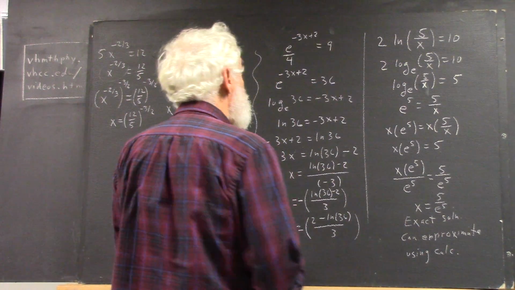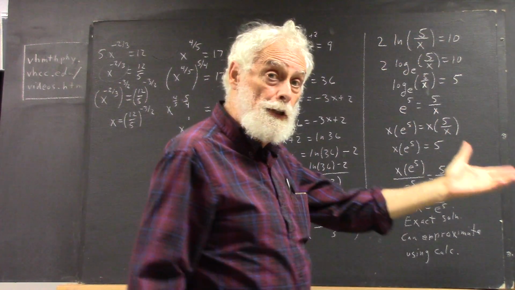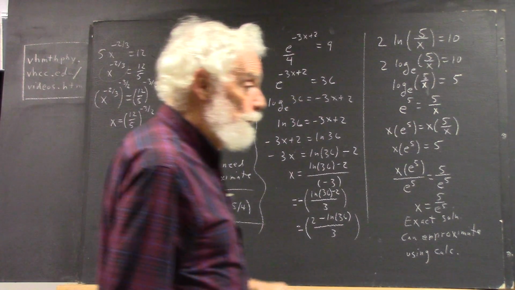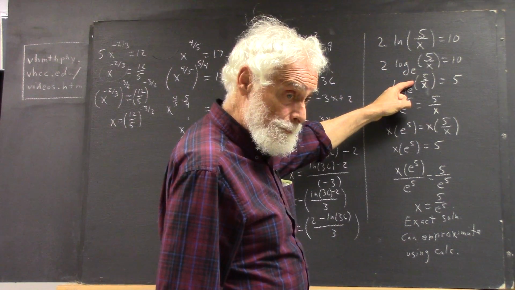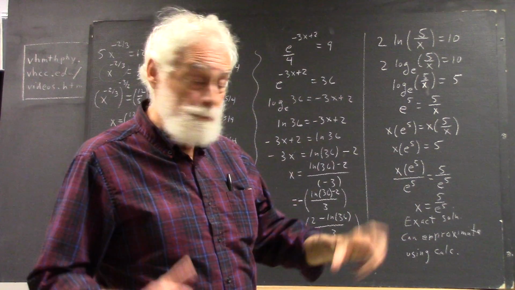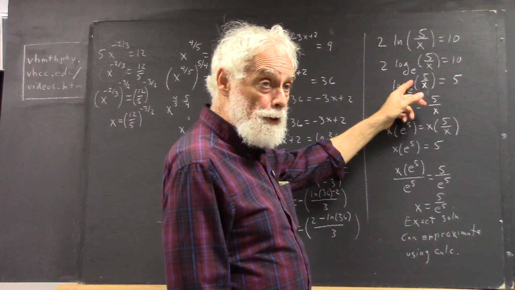Couple more problems. 2 times the natural log of 5 over x equals 10. How do we solve that? Well, first of all, we recognize that the natural log means log base e. So that's one thing you just need to be aware of. Now, we've talked about that a couple of times. That's what the natural log means.